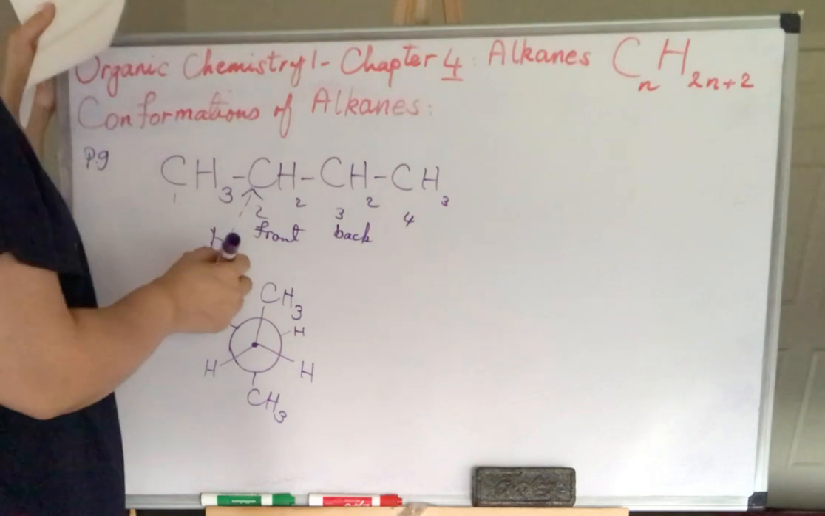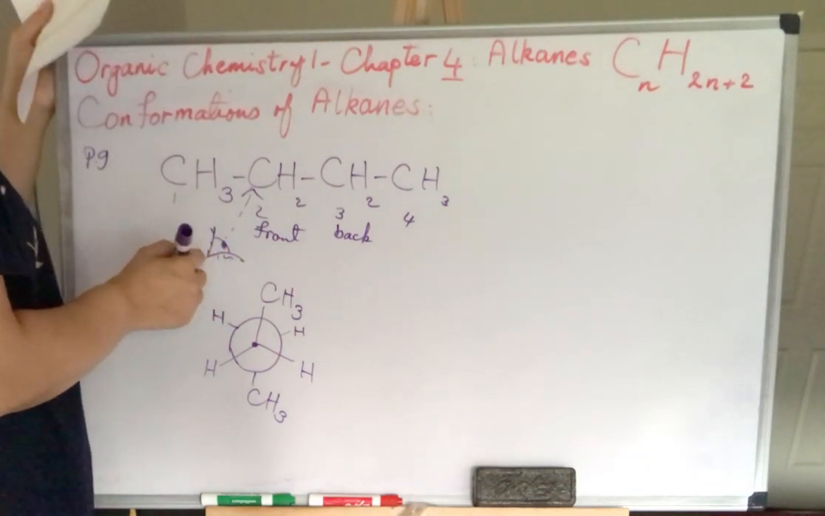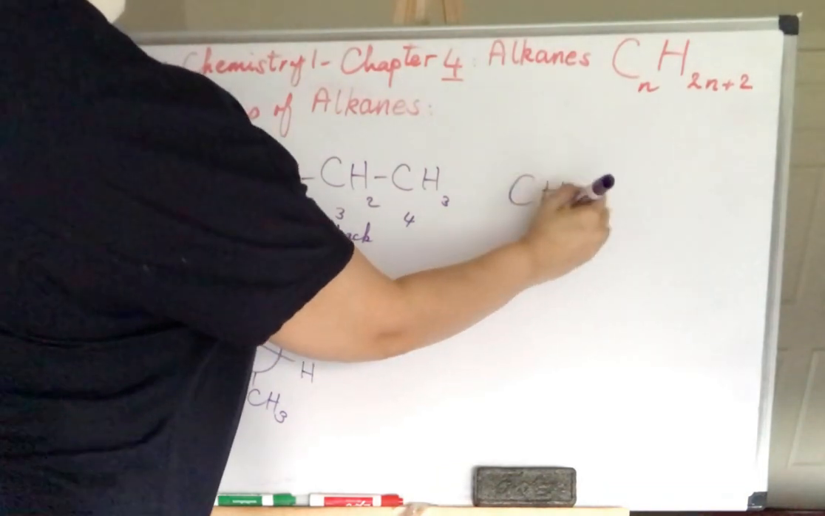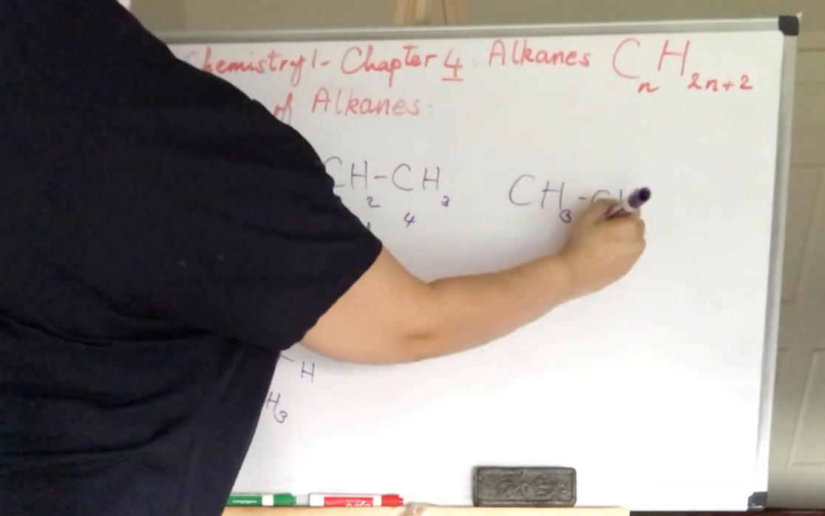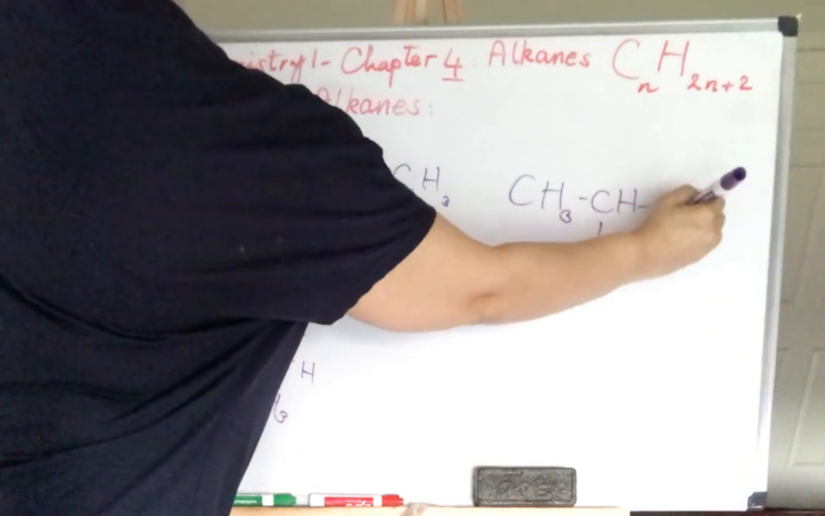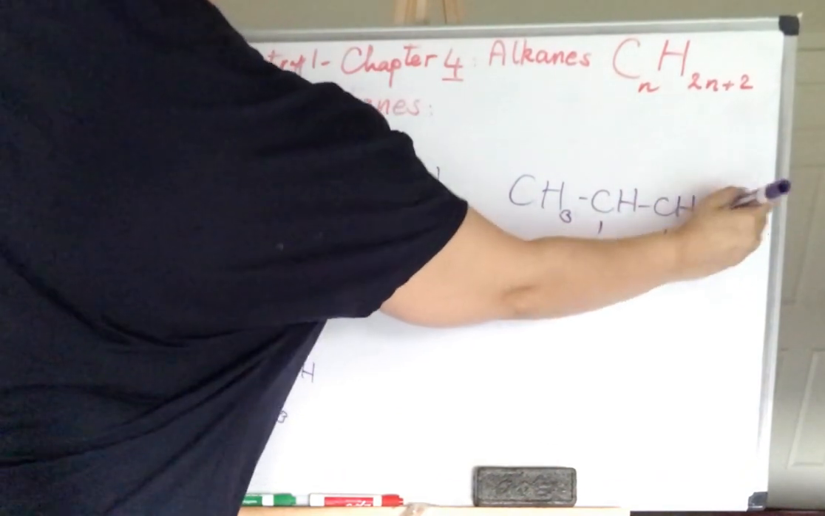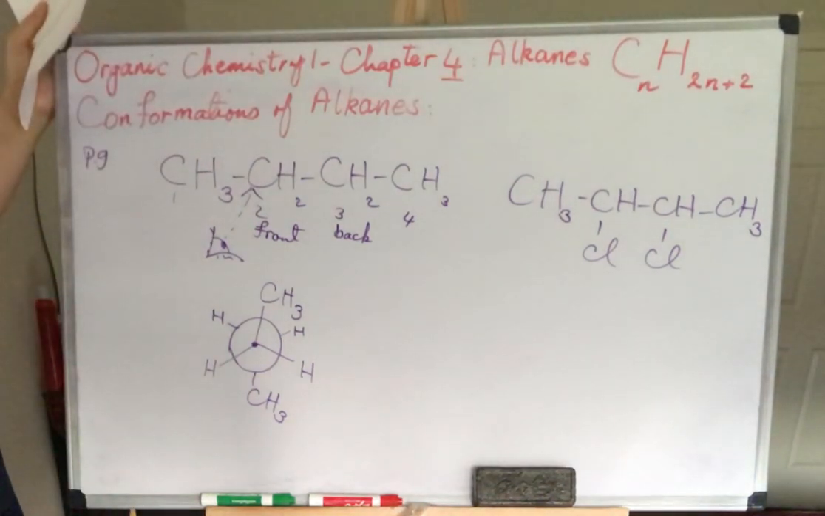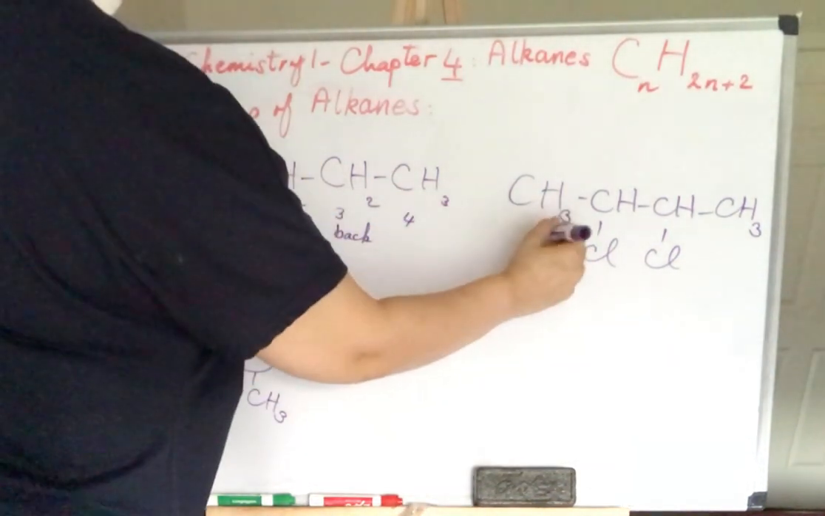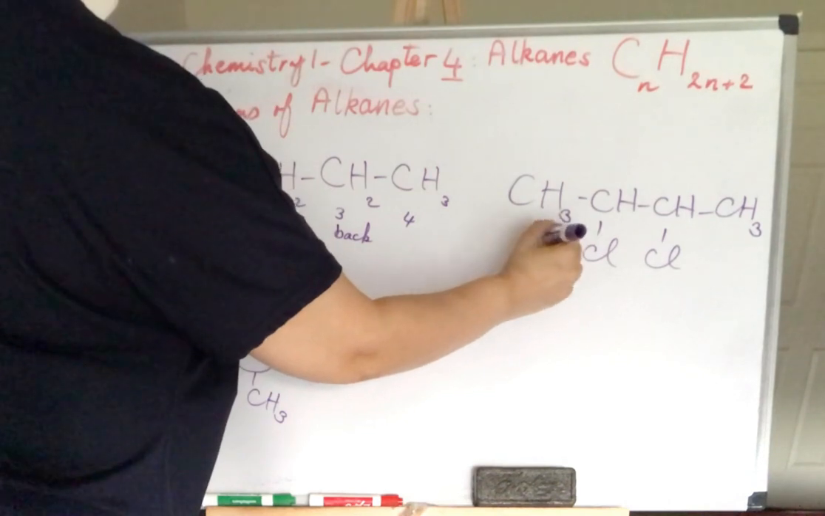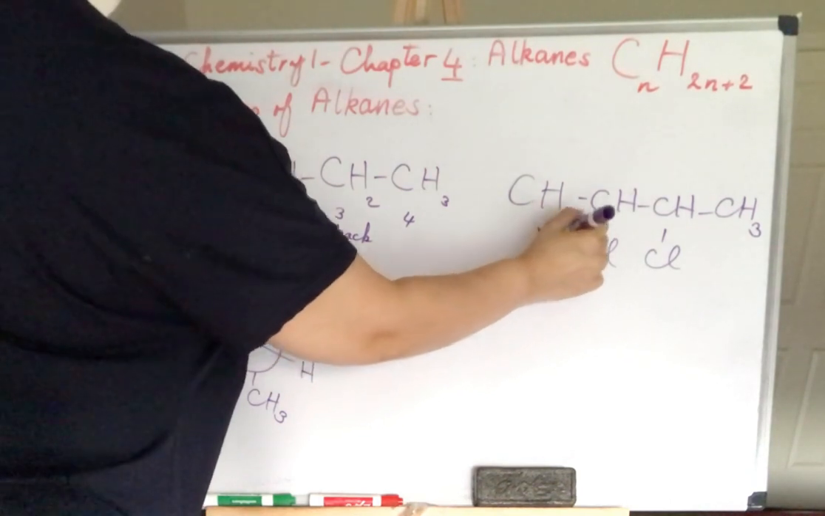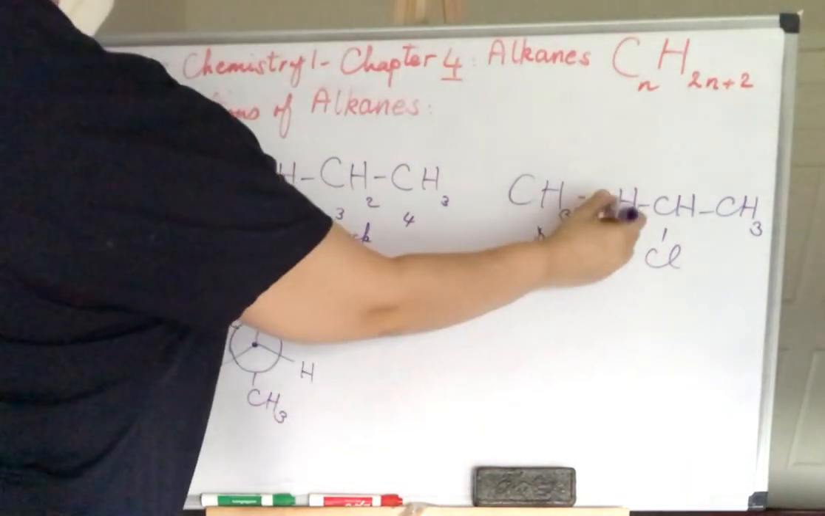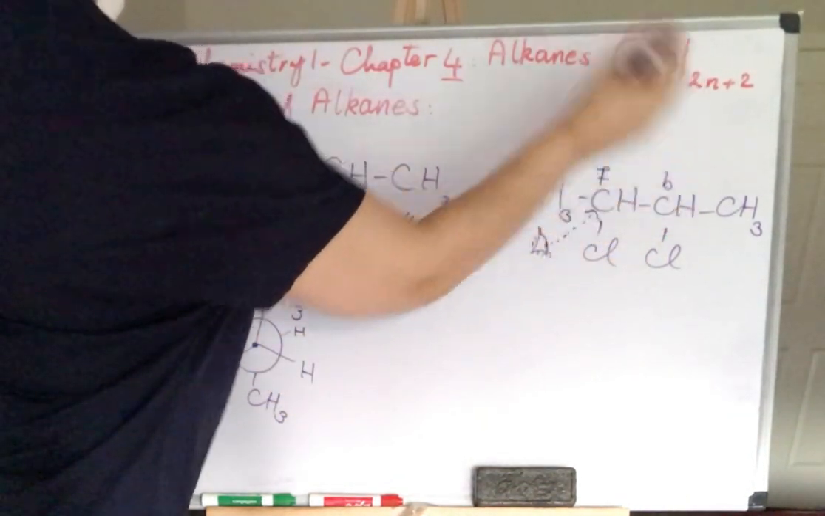The next one is 2,3-dichlorobutane. 2,3-dichlorobutane. So we have 2 chlorine atoms. Again, sighting down C2-C3 doesn't mention what type of conformation, so just work. All right, so one more time. This is the front carbon, this is the back.